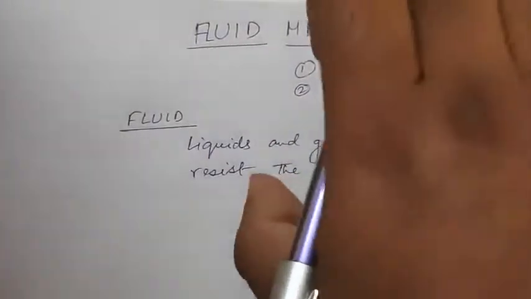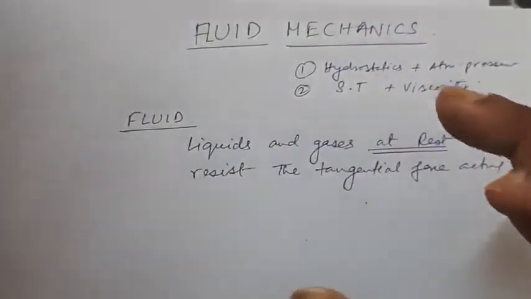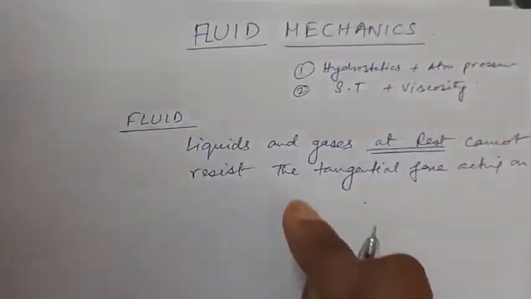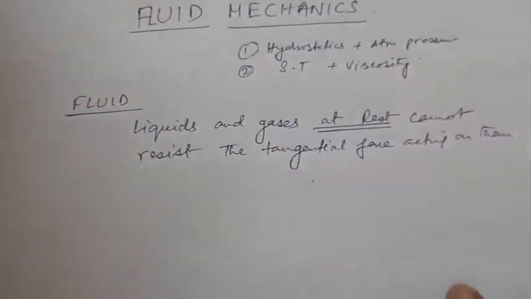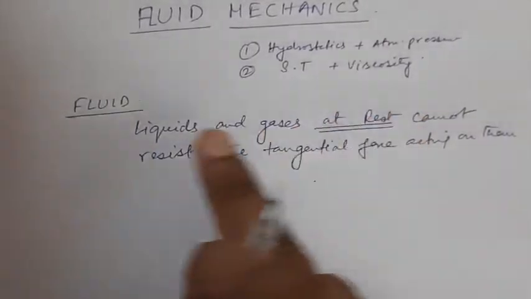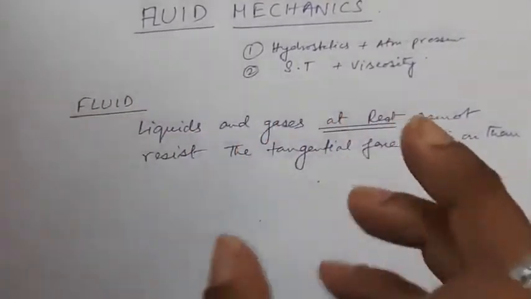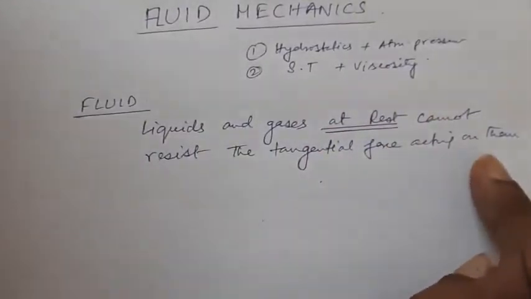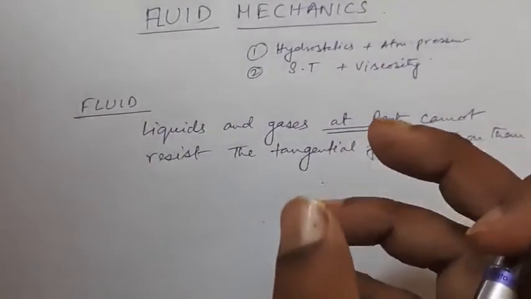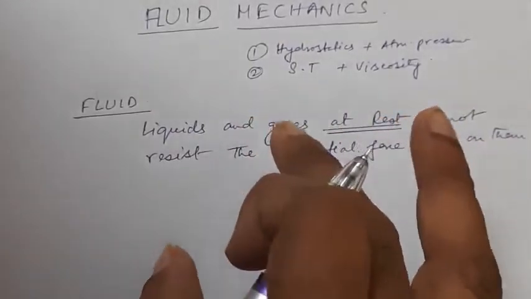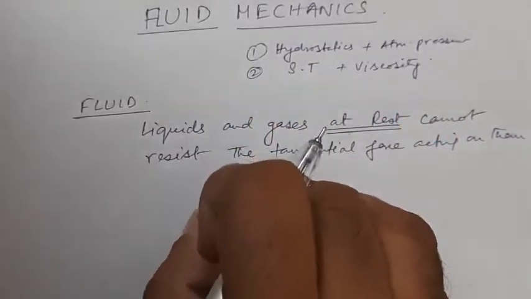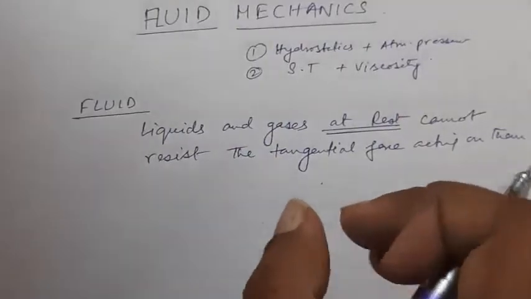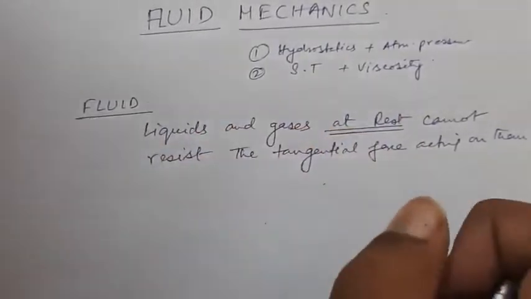When we try to pour the liquid into another vessel, we are actually introducing the tangential force. So we have written that liquids and gases, the combined term being fluid, at rest cannot resist the tangential force acting on them. And due to the application of even a slight tangential force, these substances begin to flow. As these substances can flow, the name fluid comes.